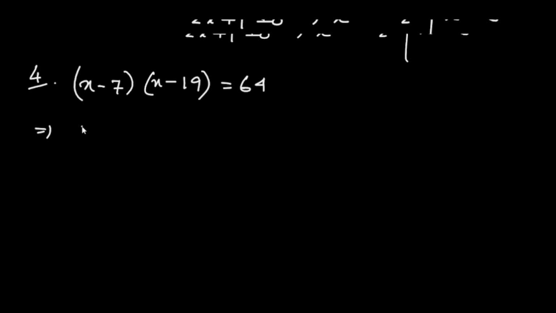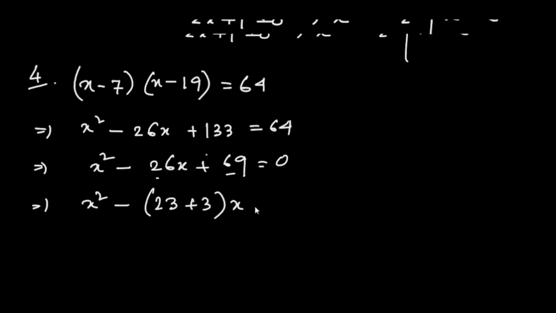So there is a chance of doing factorization. 69 is there. I can break 26 as 23 plus 3, because the plus sign is there. So you can factorize it: x squared − 23x − 3x + 69 = 0.